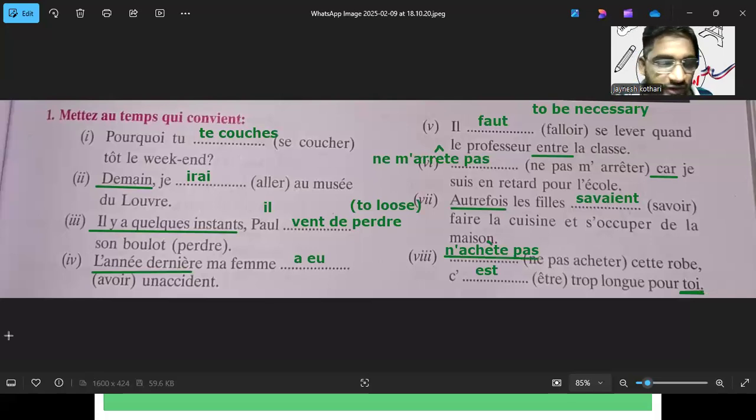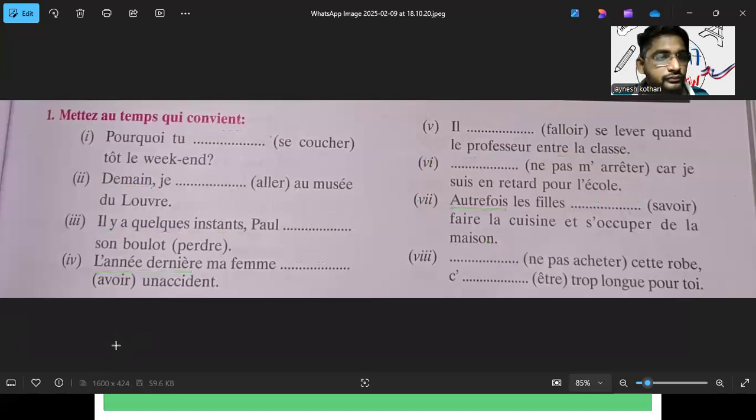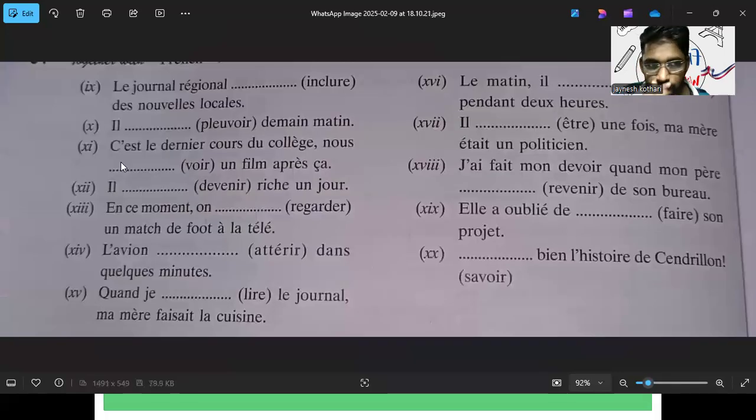We are going to move forward to the next page. We have total 20 sentences. We have solved 8 sentences. Amish, if you want, you can take a screenshot of this, okay? Done. Let's move forward to sentence number 9.